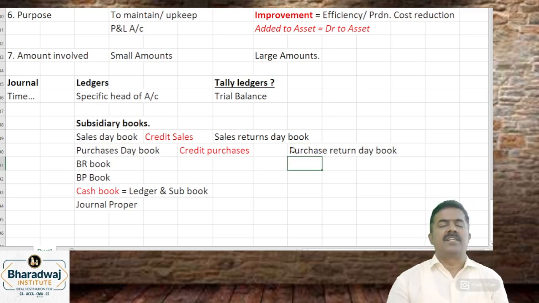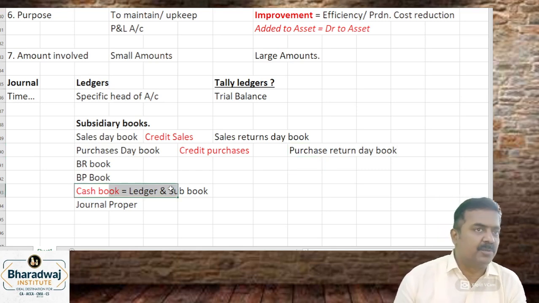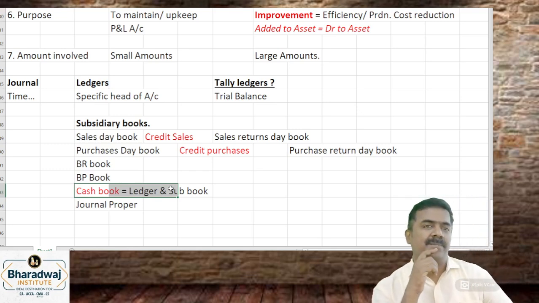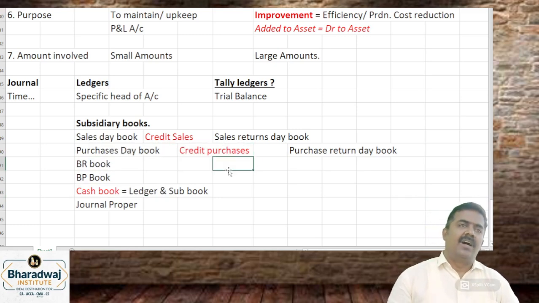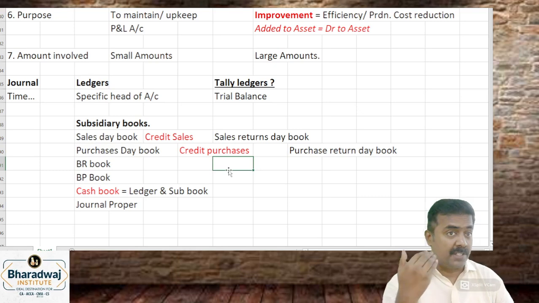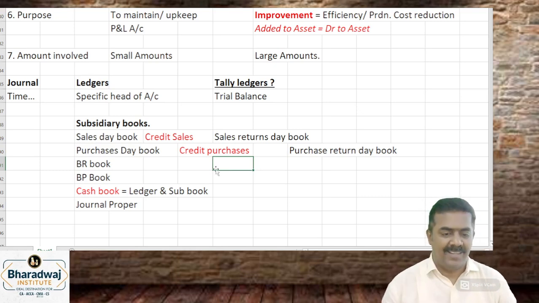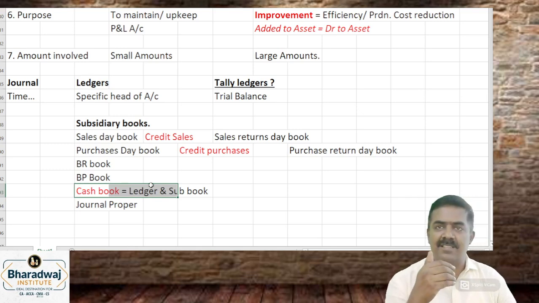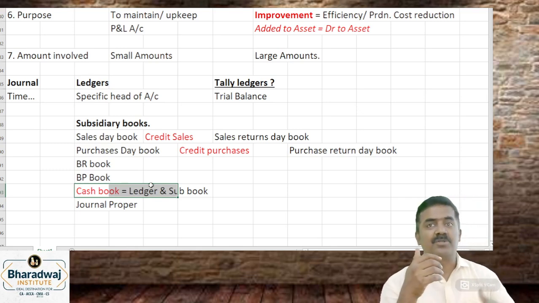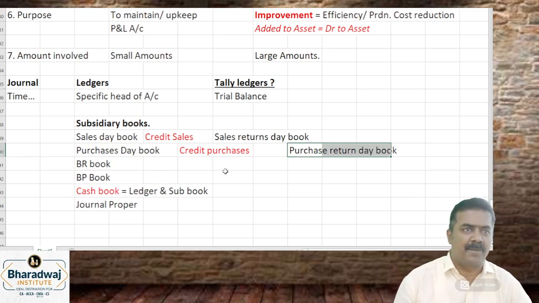இப்போ for example, I purchased goods from you on cash. எந்த அக்கௌண்ட்ல வரும்? Cash bookல வந்துரும். I purchased goods from you on credit. It will come in purchase day book. I purchased goods for cash. That goods I am returning. It will come in cash book. I purchased goods on credit. Those goods I am returning. That will come in which book? Purchase returns day book.